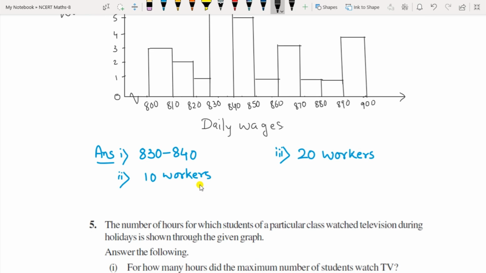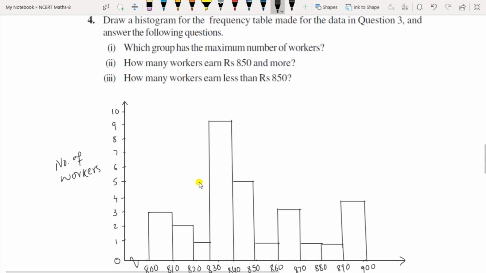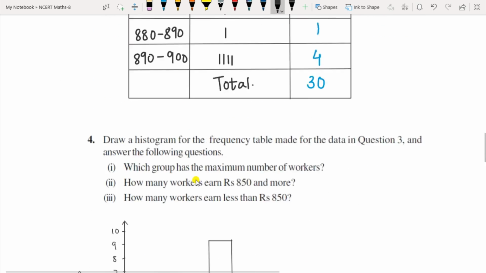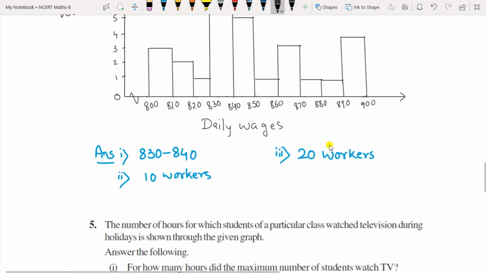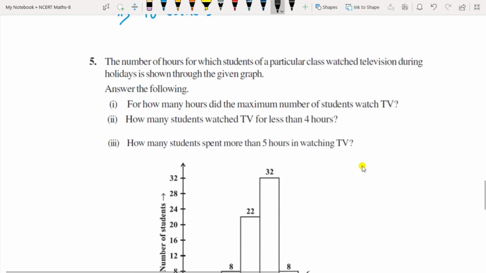Okay. Then the next question is how many workers earn less than 850. So less than 850 means all these: 3 plus 2 plus 1 plus 9 plus 5, up to 5. So that will give you 20. So the answer is 20 workers. This way you have to solve question number 4.